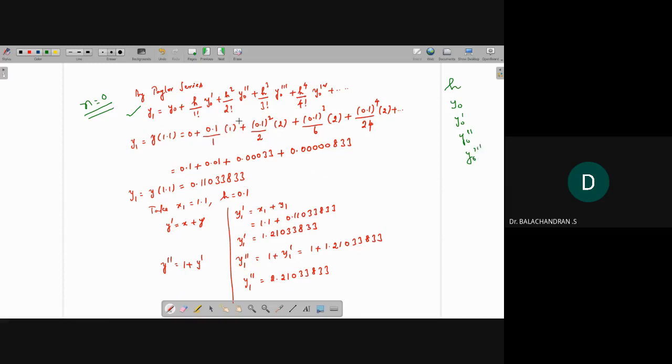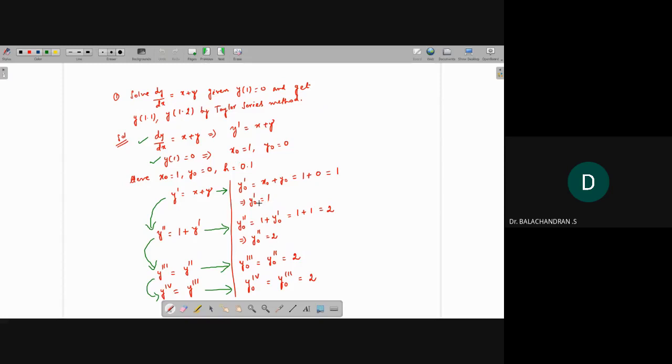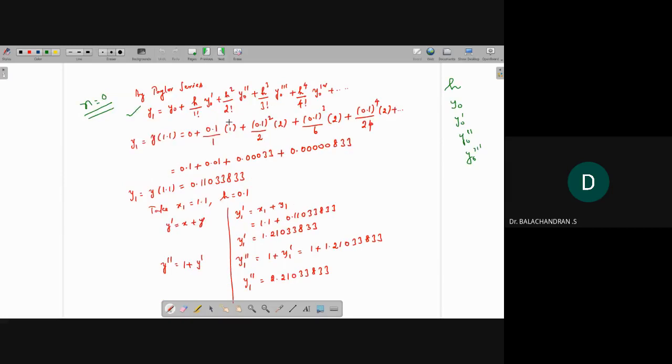So you know that h is equal to 0.1 and the y naught dash, y naught double dash values are here. Y naught is 0, y naught dash is 1, y naught double dash is 2, y naught triple dash is 2, y naught fourth derivative is 2. Now if we substitute in the formula and use the calculator, you should simplify and get the answer. So y1, that is y of x1, which is y of 1.1, is equal to 0.110033833.